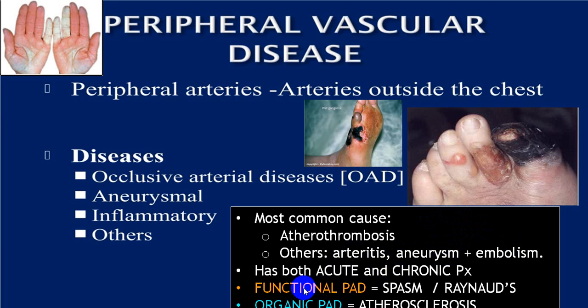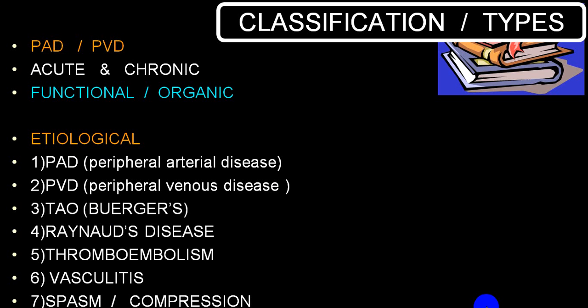It can be acute or chronic. You can divide it into functional and organic. Organic is, for example, atherosclerosis, and functional is like spasm. A classical example is Raynaud's disease and Raynaud's phenomenon. So we use different terms: peripheral arterial disease, acute or chronic, functional, organic. Etiology wise, separately we use the words peripheral venous disease, peripheral arterial disease, Buerger's, Raynaud's disease, thromboembolism, vasculitis, spasm, compression, etc.